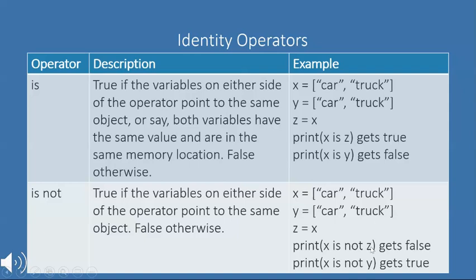Now we print x is not z and will get false because x is z. Their values and memory locations are equal. Now we print x is not y and will get true because it's true that x is not y. Even though they have the same value, their memory locations are different.